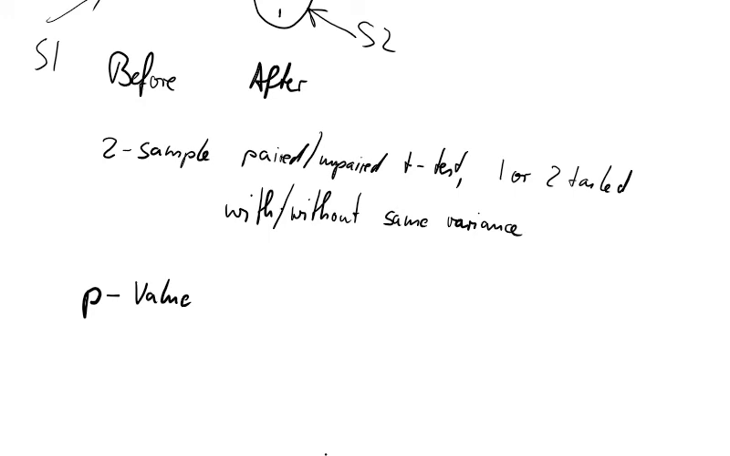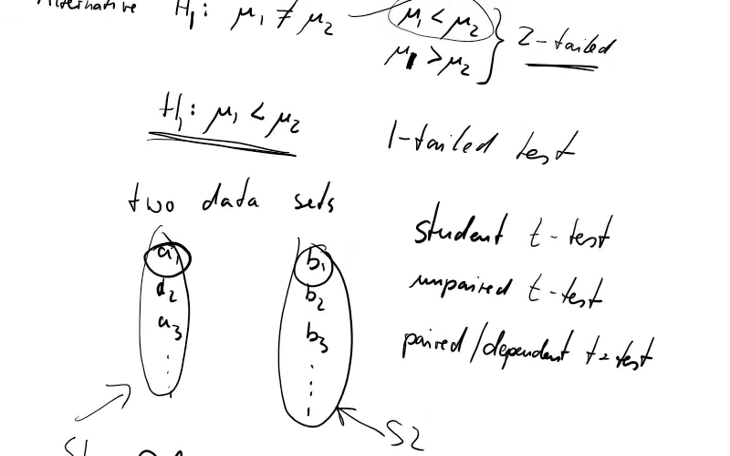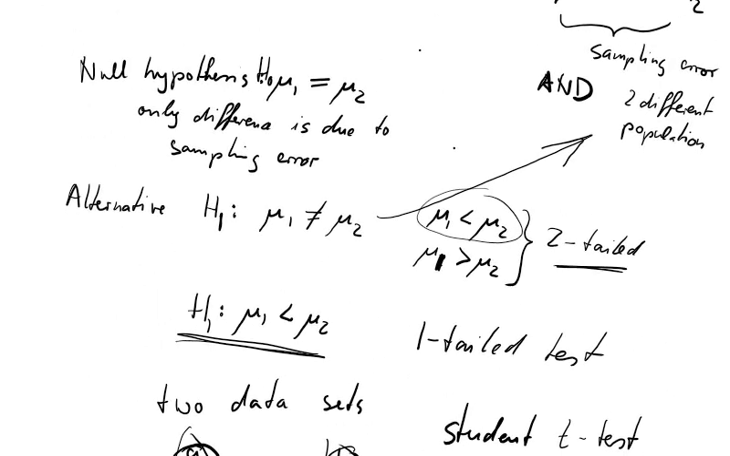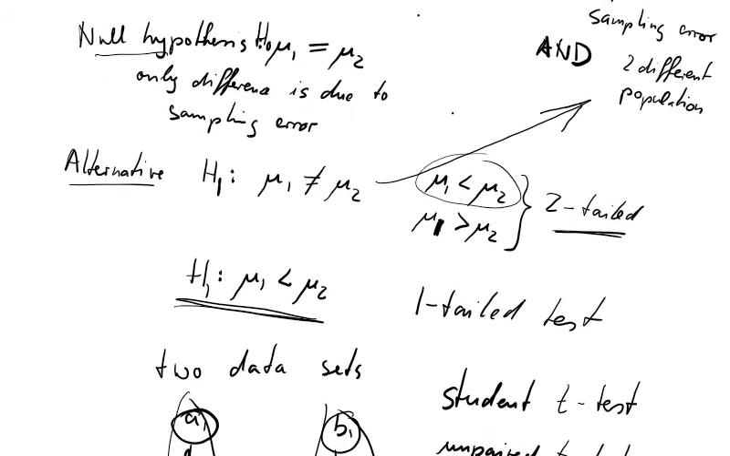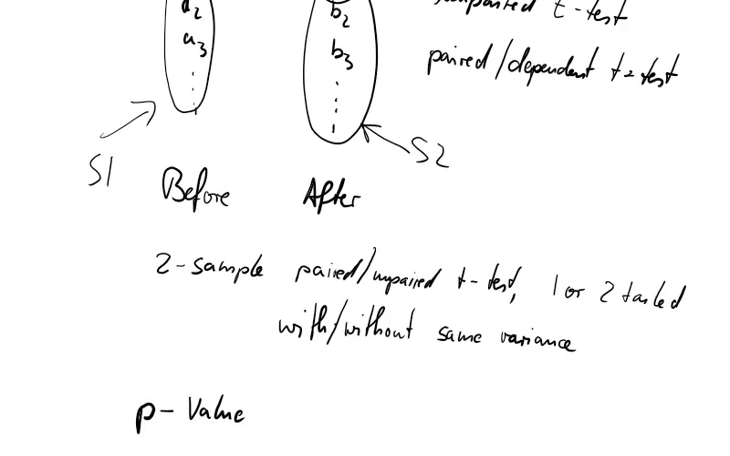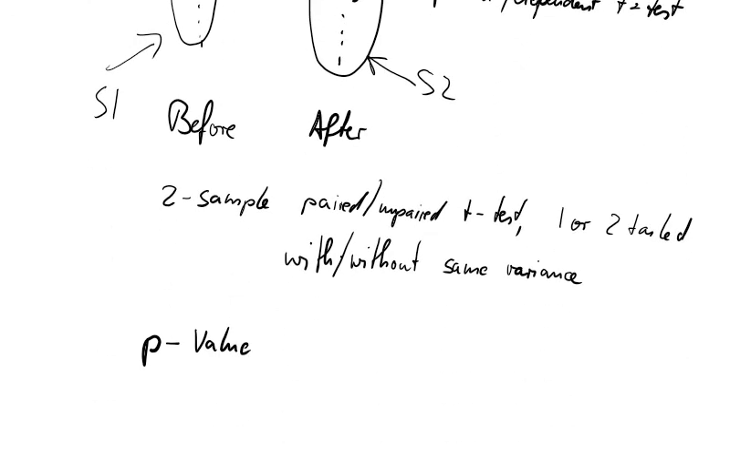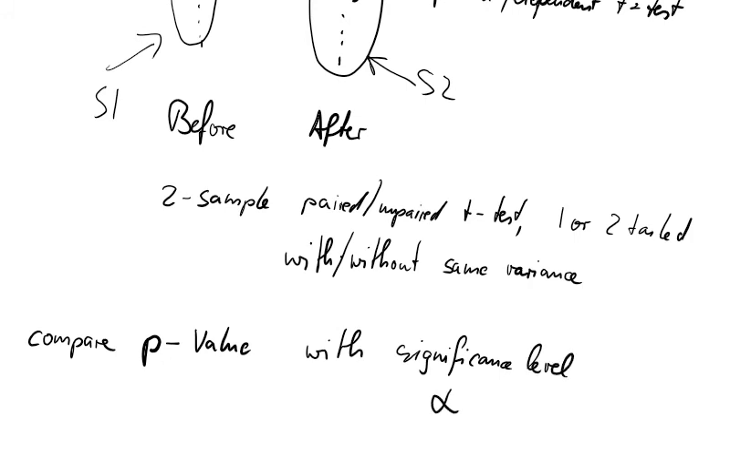We said in order to make a decision which one of our hypotheses we accept, whether we accept the null hypothesis or the alternative hypothesis, we compare the p-value with a significance level, and the significance level is usually abbreviated as alpha.